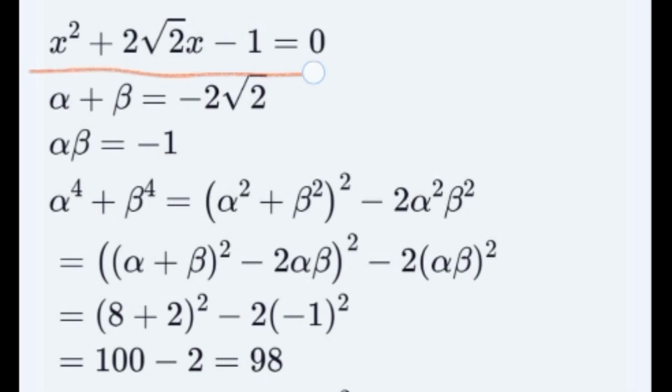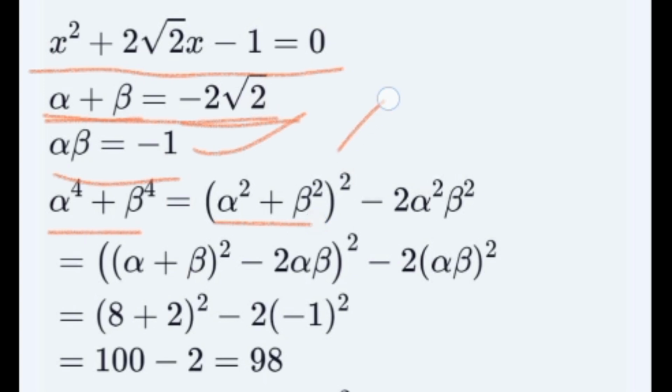Now this equation is x square plus 2 root 2x minus 1 is equal to 0. Alpha plus beta is equal to minus 2 root 2. Alpha beta is equal to minus 1. Sum of the roots, product of the roots. Then alpha power 4 plus beta power 4 formula is alpha square plus beta square whole square minus 2 alpha square beta square. Again alpha square plus beta square formula, alpha plus beta whole square minus 2 alpha beta, whole square, minus 2 alpha beta whole square.